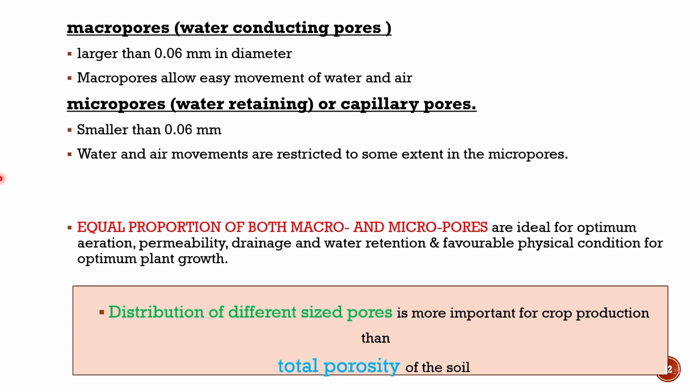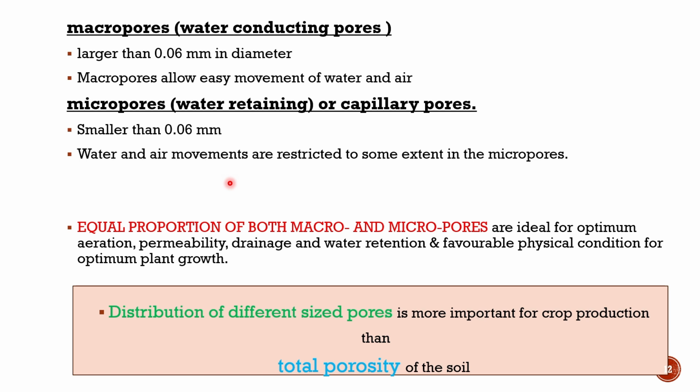So if a sentence comes like water and air movements are restricted in the micropores, and another says water and air movements are restricted to some extent in micropores, you have to understand that the second is the more accurate sentence. It will allow in some cases, but it is restricted to some extent.